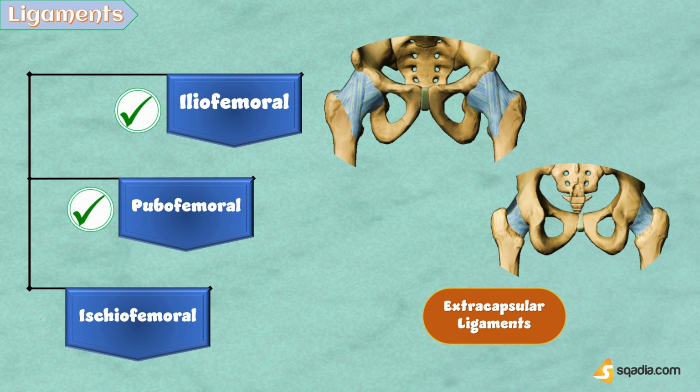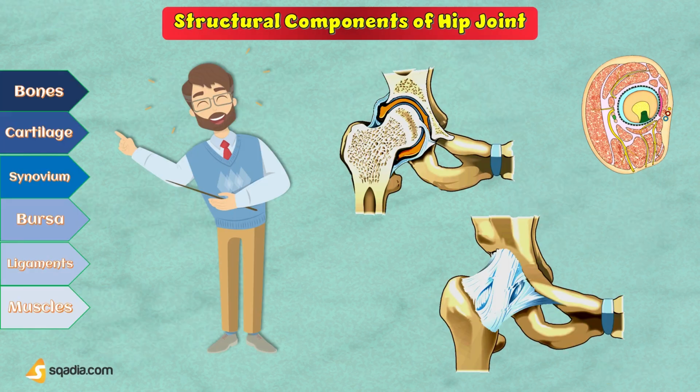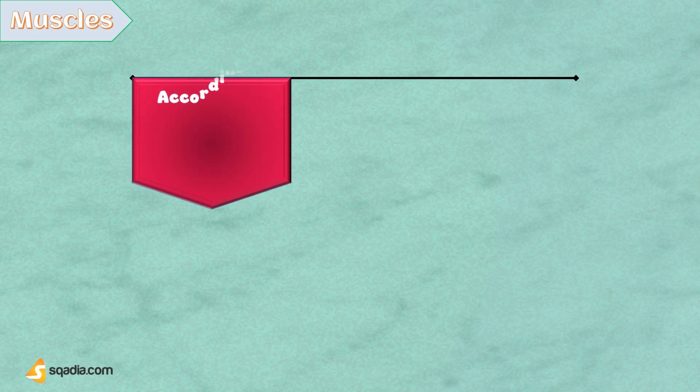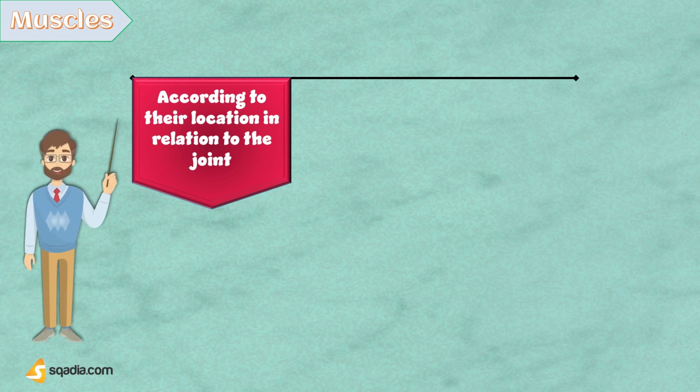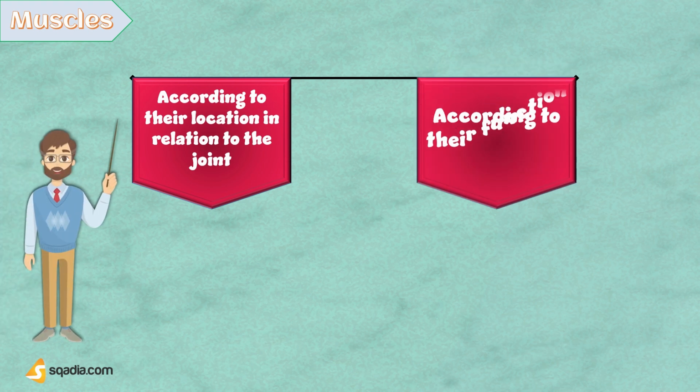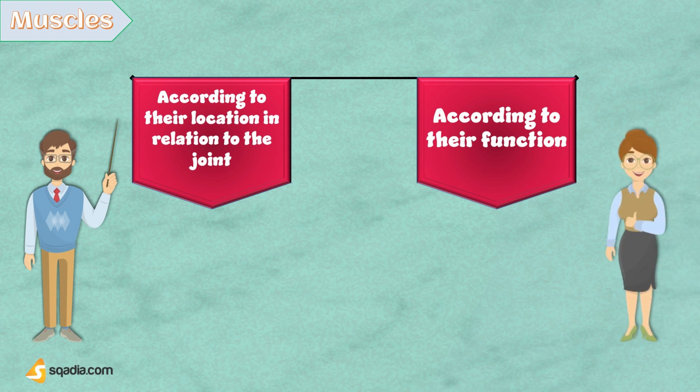Let's move on ahead and talk about the muscles of the hip. There are two perspectives to categorize the muscles that surround the hip joint. Firstly, according to their location in relation to the joint, which can be superior, inferior, anterior, or posterior. Secondly, according to their function, which includes acting as flexors, extensors, abductors, adductors, and rotators. I will talk about the second criterion later on. First, let's go through the relations of the hip joint.